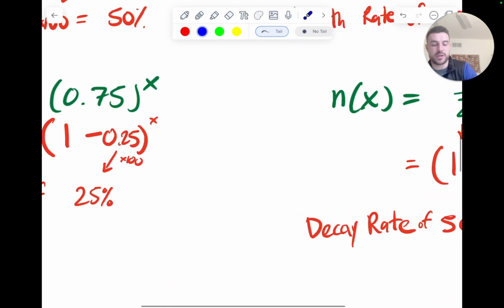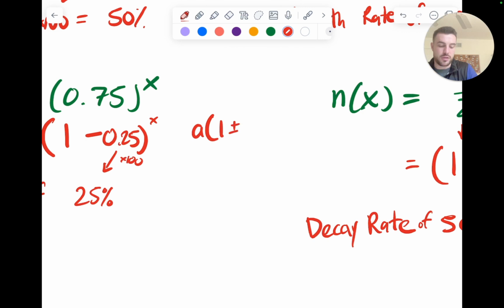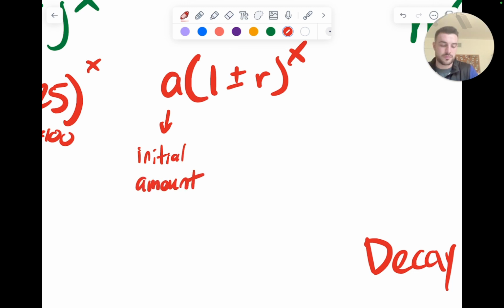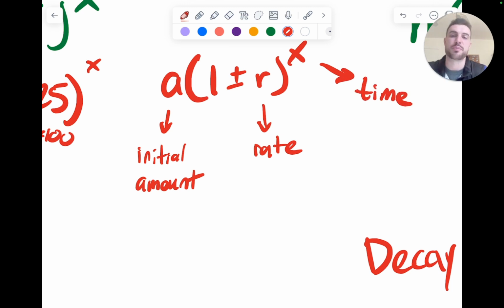And now, again, what we like to do is we take these and we rewrite them so we have 1 plus or minus our ratio to the x power. Now, the a value typically stands for our initial amount, and our R value is our rate as a decimal. Typically, the exponent is going to represent time. Sometimes that changes. It kind of depends on what type of model you're looking at.